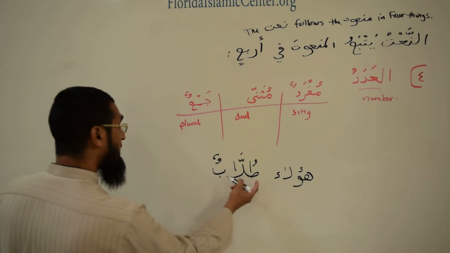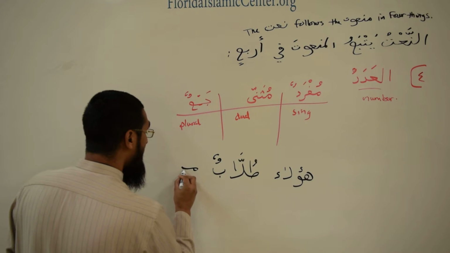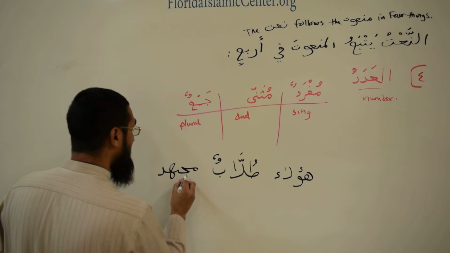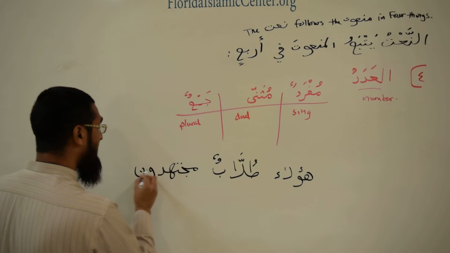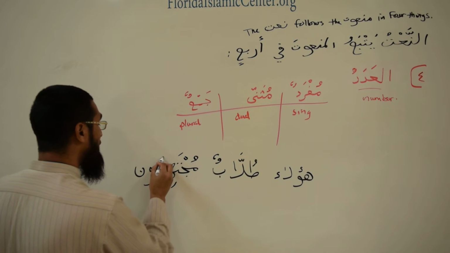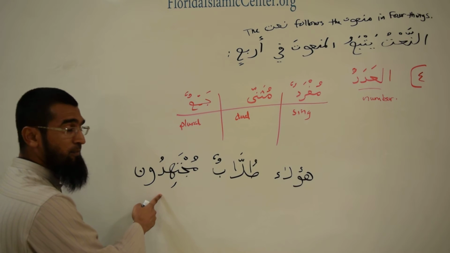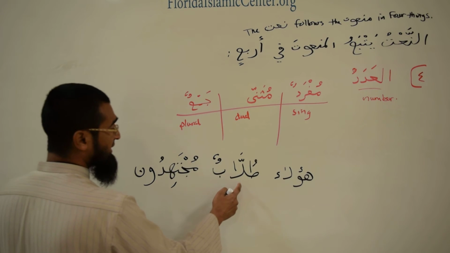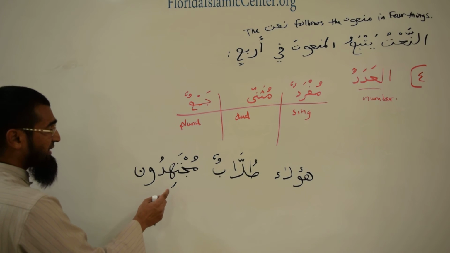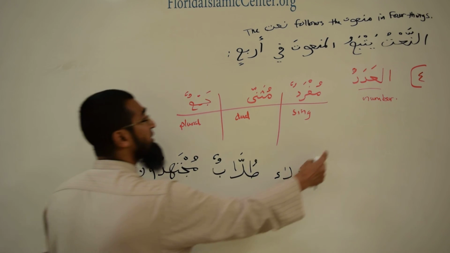What do we do? Tulabun mujtahiduna. Mujtahiduna is the plural of mujtahid. Okay? So notice that this is plural and this is plural. The naat follows the man'ut in terms of number.